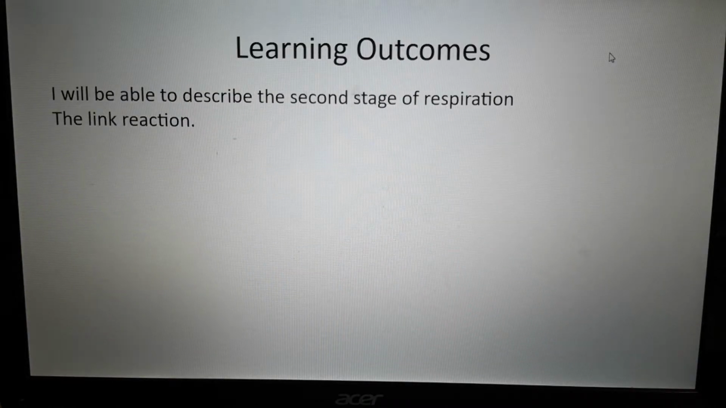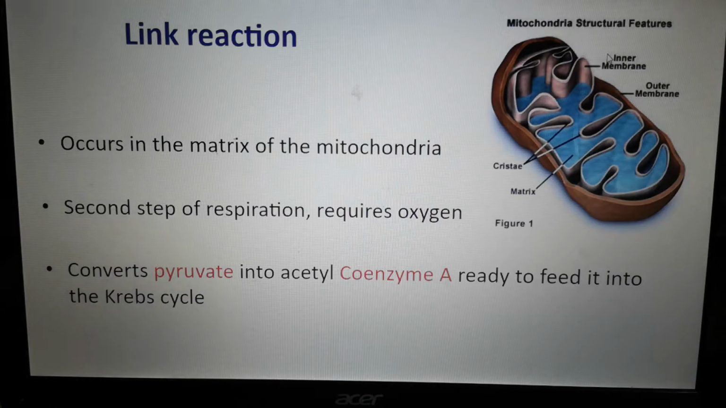So our learning outcomes for today, you're going to be able to describe the second stage of respiration. This stage of respiration has moved into the mitochondria. So remember, at the end of glycolysis, we ended up with 2 molecules of pyruvate, which were small enough to be able to pass across the mitochondrial membrane.